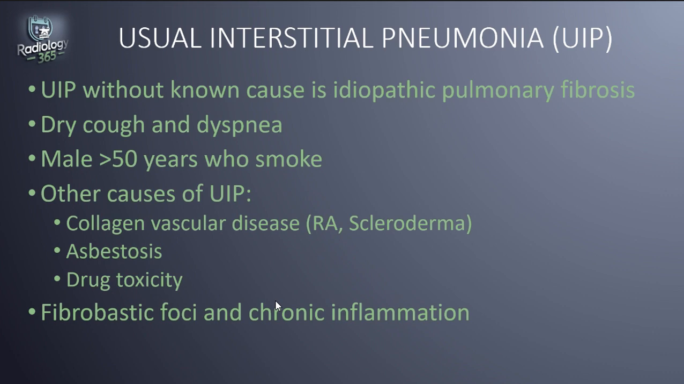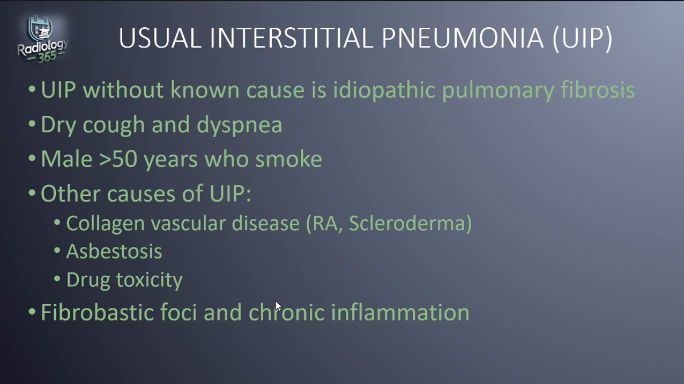Idiopathic pulmonary fibrosis is the clinical syndrome of usual interstitial pneumonia with unknown cause. So if you see a pattern on your chest CT, and at the end of the day you conclude that this pattern is the usual interstitial pneumonia pattern, and you don't have any known cause from history or anything like that, then your diagnosis is idiopathic pulmonary fibrosis. And this is the most common cause of usual interstitial pneumonia.